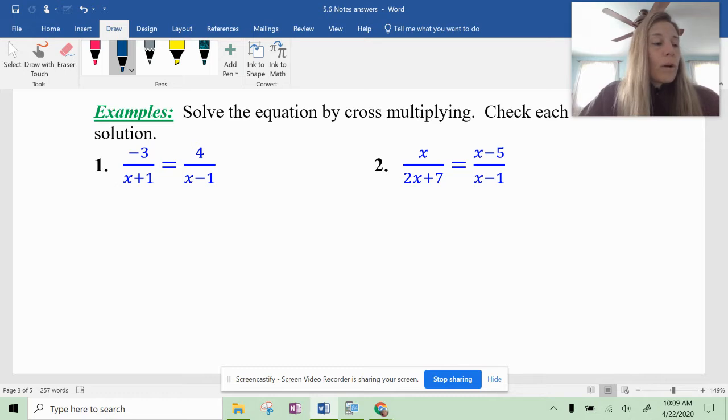Okay, so when you're cross multiplying, that's when you have 2 fractions, or in this case, rational expressions, with an equal sign in the middle. A lot of times people get confused and they think cross multiplying is just when you're multiplying 2 fractions, but it's not.